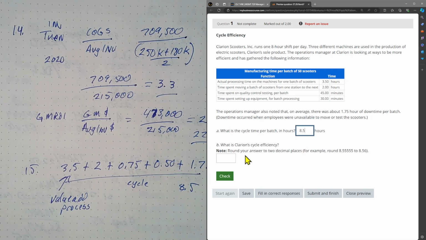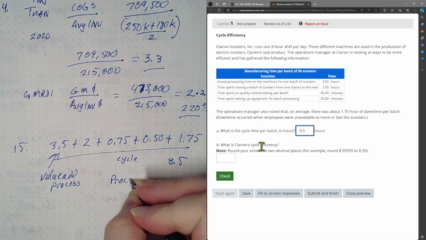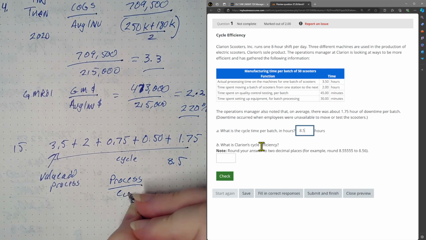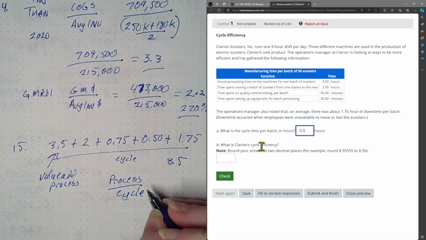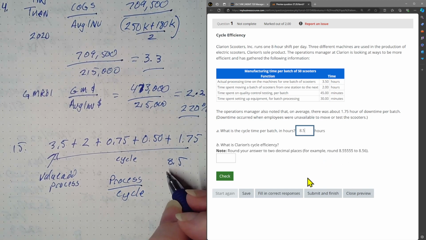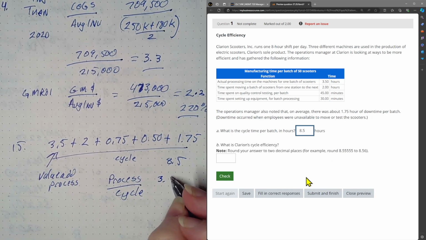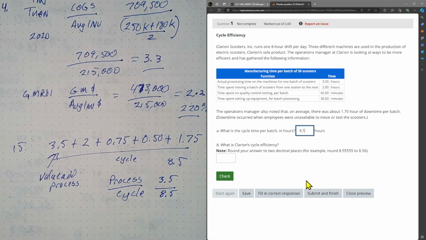And then what is our cycle efficiency? So cycle efficiency is just the amount of process time versus the total time. Now, as you can imagine, it's always going to be less than 1. In other words, the process is always going to be a smaller part of the whole. So here it's going to be 3.5 over 8.5. So I've got 0.4. It says 2 decimal places, 0.41.